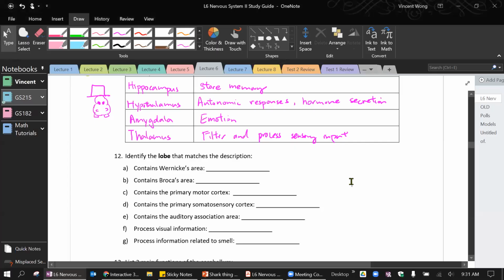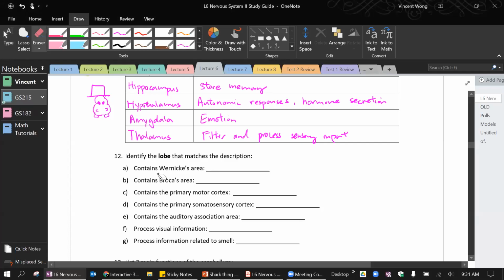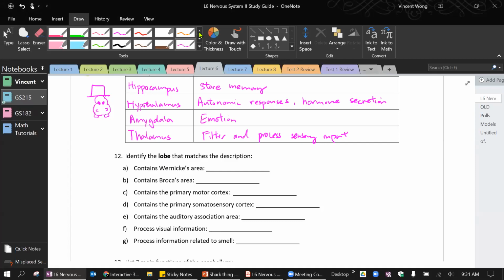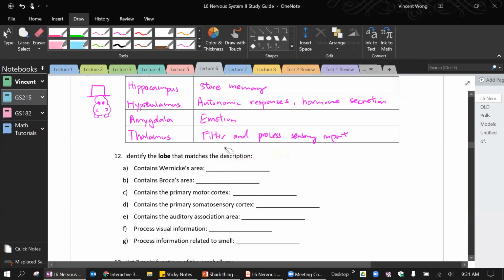All right, let's keep going. Next here, identify the lobe that matches the description. The first one contains the Wernicke's area. Wernicke area is the motor speech area, right? This is the part of the brain that allows you to create articulate speech, right? To be able to speak properly, right? With the proper syntax and all that stuff.